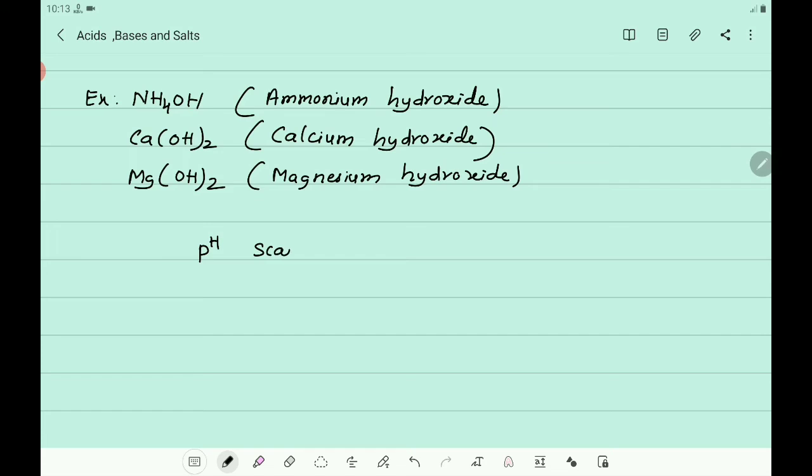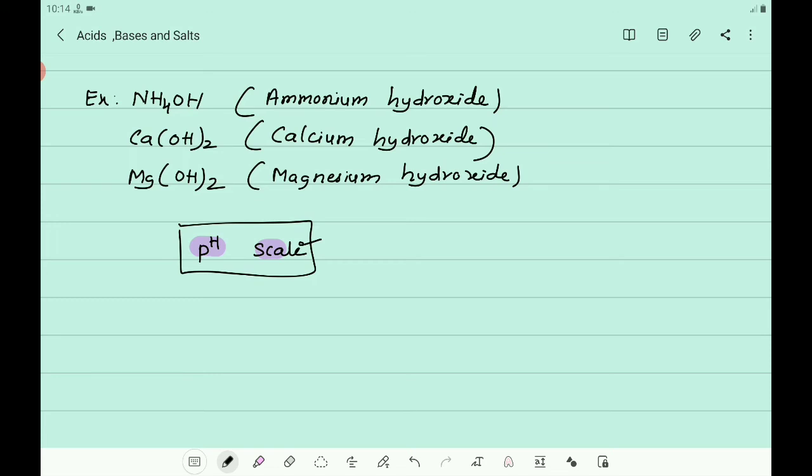What is this pH scale? It is a scale for measuring hydrogen ion concentration in a solution, and it is calibrated from 0 to 14.